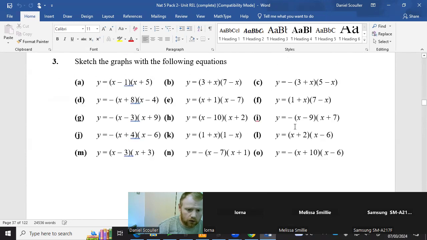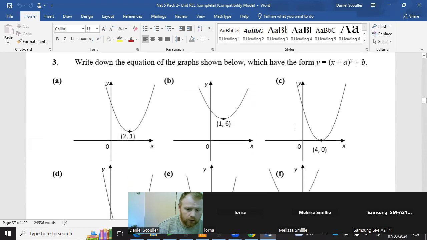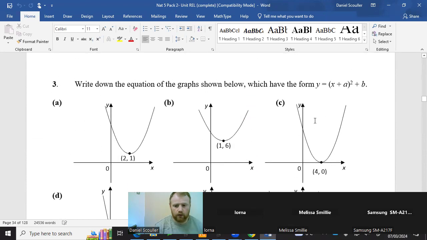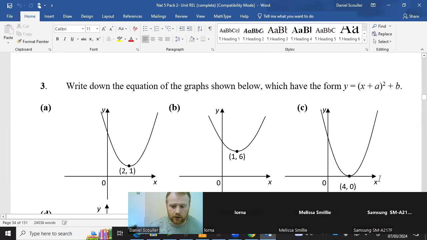Quadratics. Working with quadratics, sketching. Right, so that's the type of questions I've just shown. So actually, write down the equation of the graph shown below, which has the form y equals (x plus a) squared plus b. Okay, just have a wee look at them, try and make sense of it.